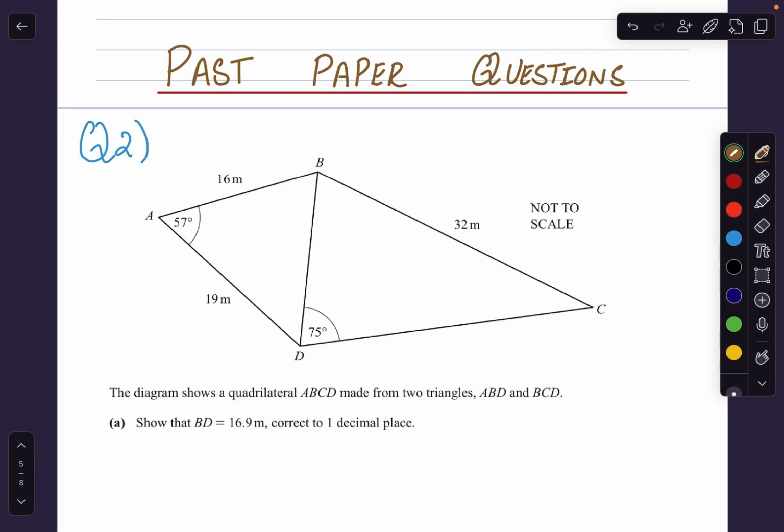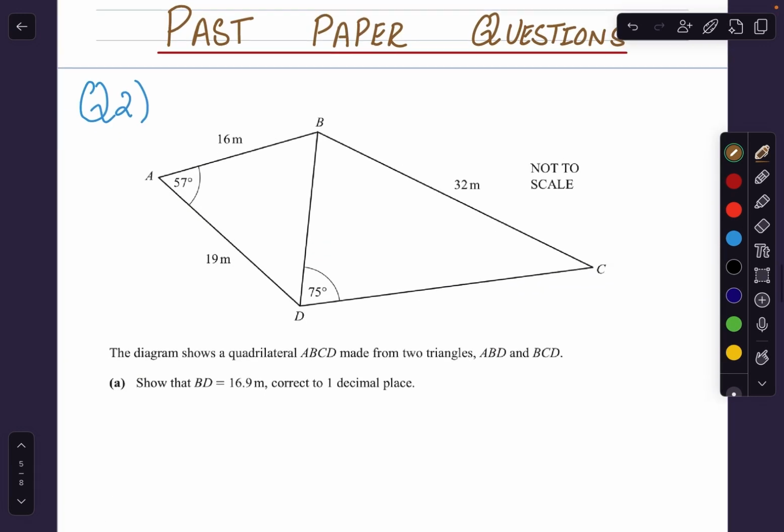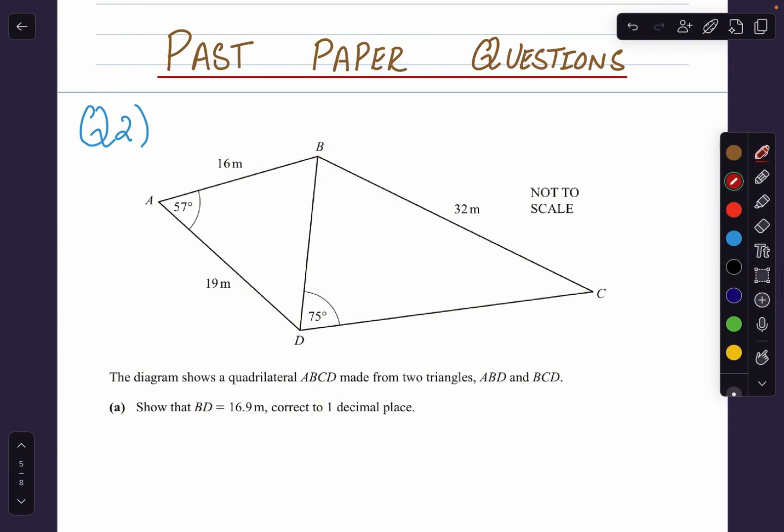Question number 2 is another past paper question that we have taken. This is for your practice. You can solve these types of questions with different values, so then you'll get the idea how to solve these questions using the sine and cosine law.